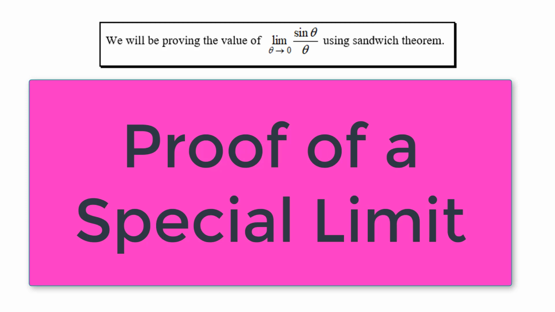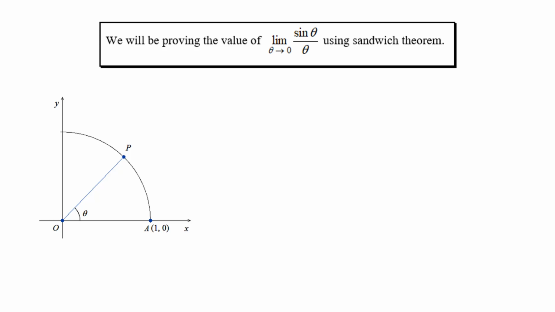Okay, in this video, we're going to be looking at proving the value of this special limit, the limit as theta approaches 0 of sine of theta over theta, and we're going to use the sandwich theorem to prove the value of that limit. Okay, so we're going to use some trigonometry, some sandwich theorem, a little geometry, some algebraic relationships, so this is a pretty fun proof. There's all kinds of stuff going on in this proof.